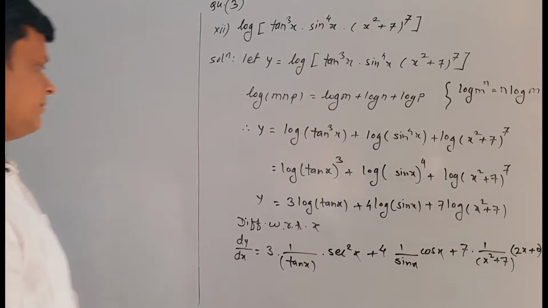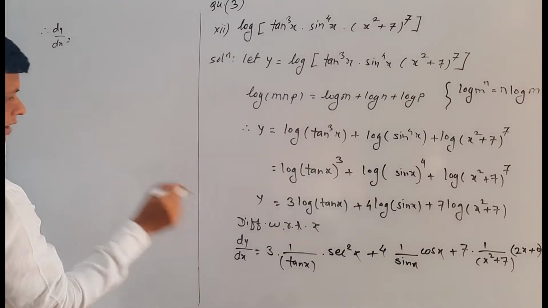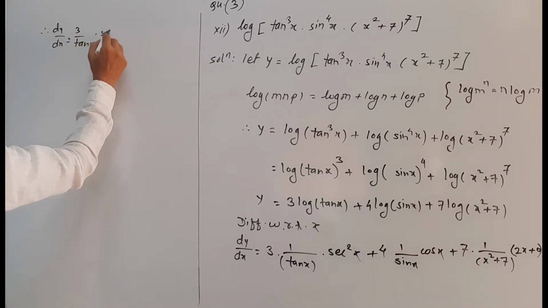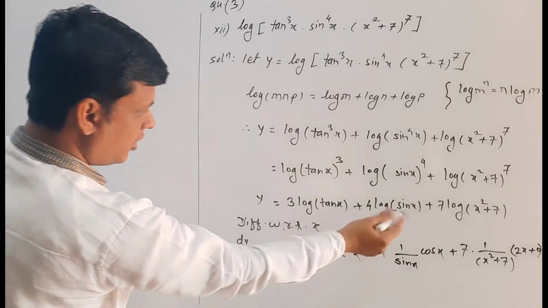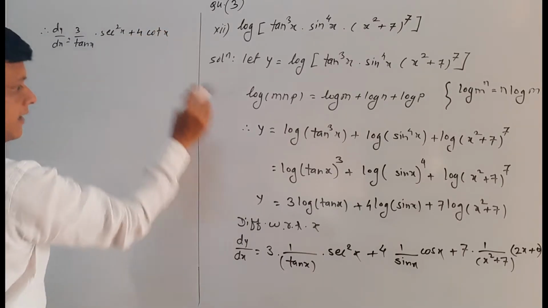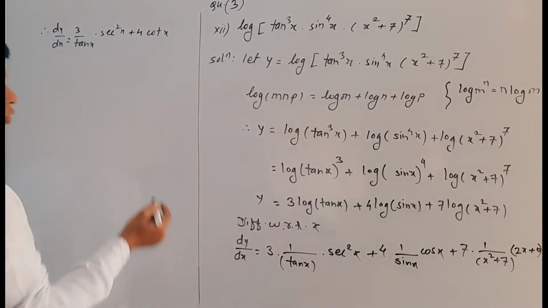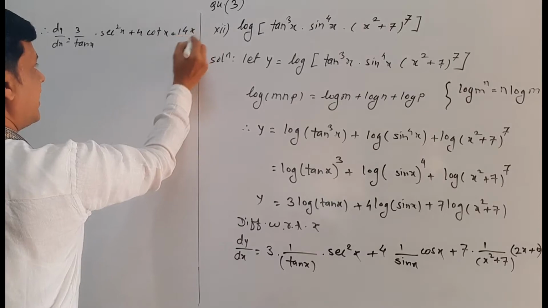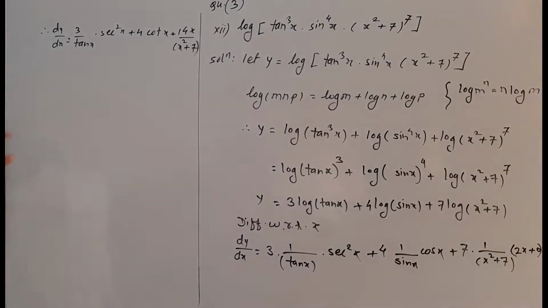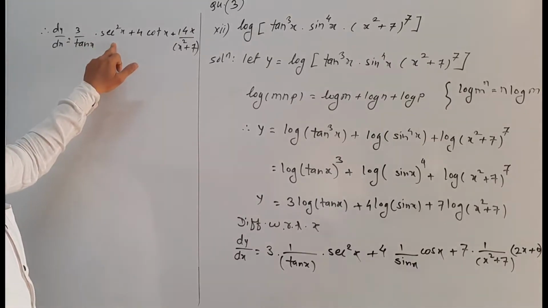So rearrange this. We write here, therefore dy by dx is equal to 3 upon 10x into sec²x, then cos x upon sin x, which we write as cot x. So we write here 4 cot x. Then last, when we multiply 7 by this 2x, we get 14x. So we write 14x upon x² + 7. Now you can write this in another form also. That means you can simplify this.